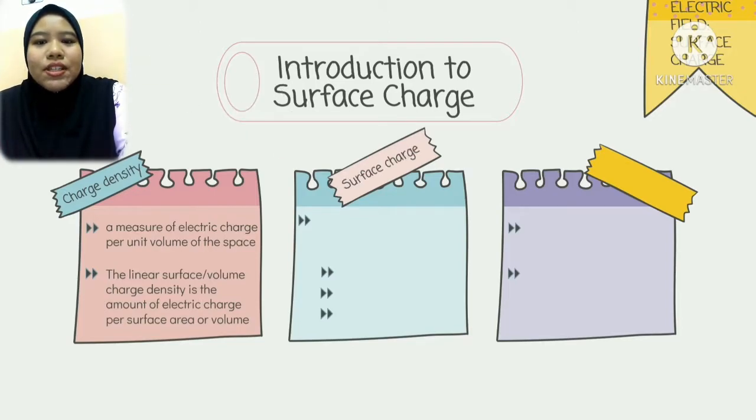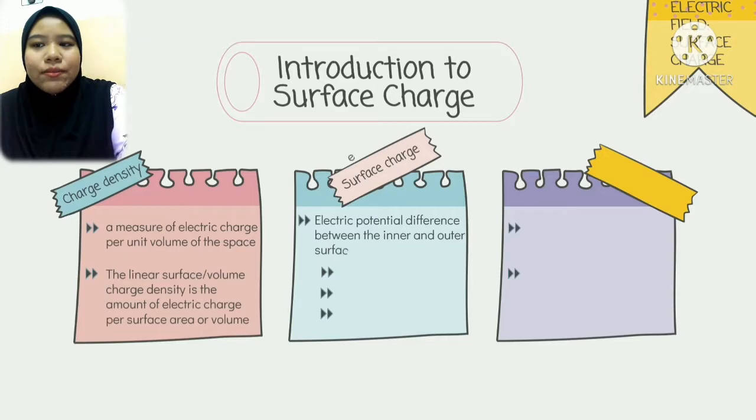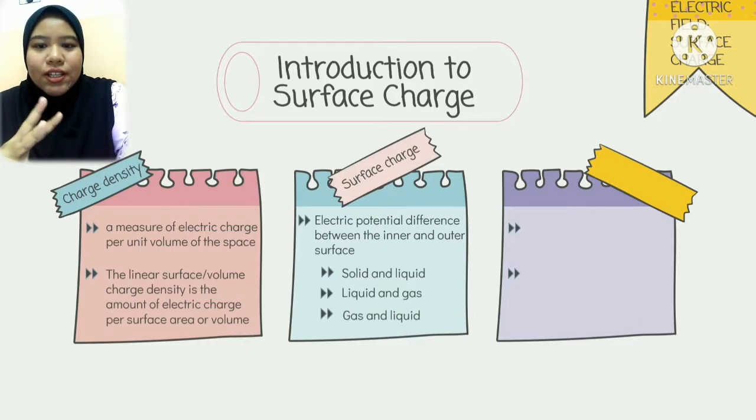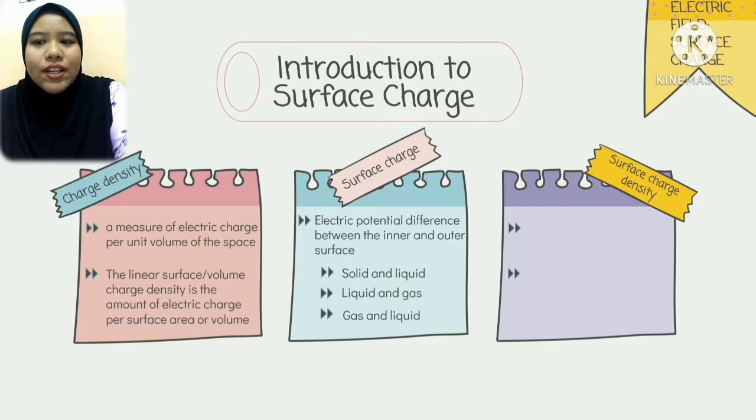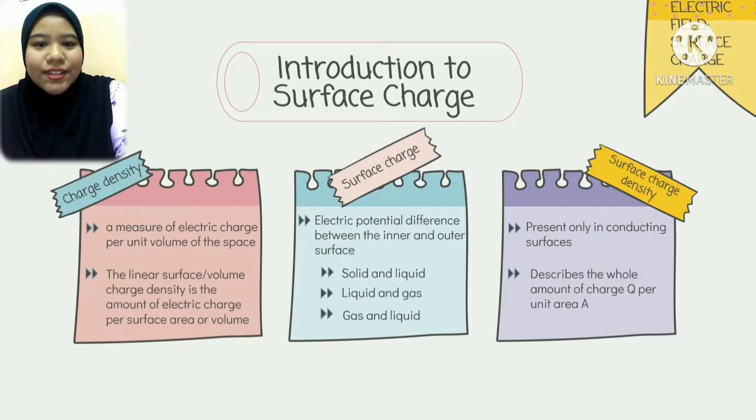The second term is the surface charge. It describes the electric potential difference between the inner and outer surface of different states, like solid and liquid, liquid and gas, and gas and liquid. The third term is the surface charge density, which is only present in conducting surfaces, and it describes the whole amount of charge Q per unit area A.